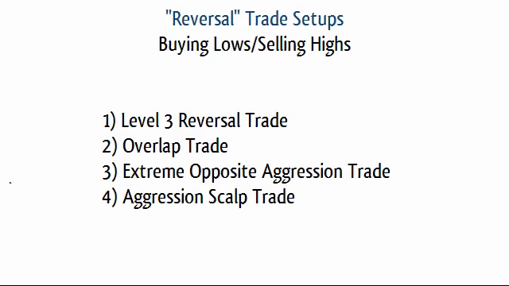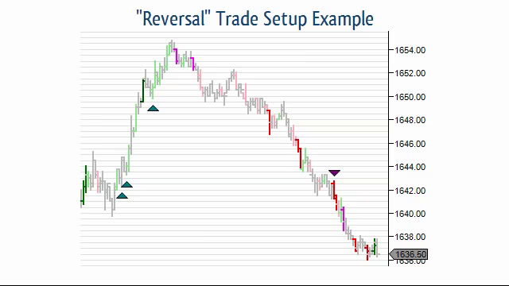Another idea here are reversal trades, and we've got a few different trades: level 3 reversal, overlap, which I like, the extreme opposite aggression trade, aggressive scalp, and so forth. Just as a real quick example, here's an extreme opposite aggression trade, okay?